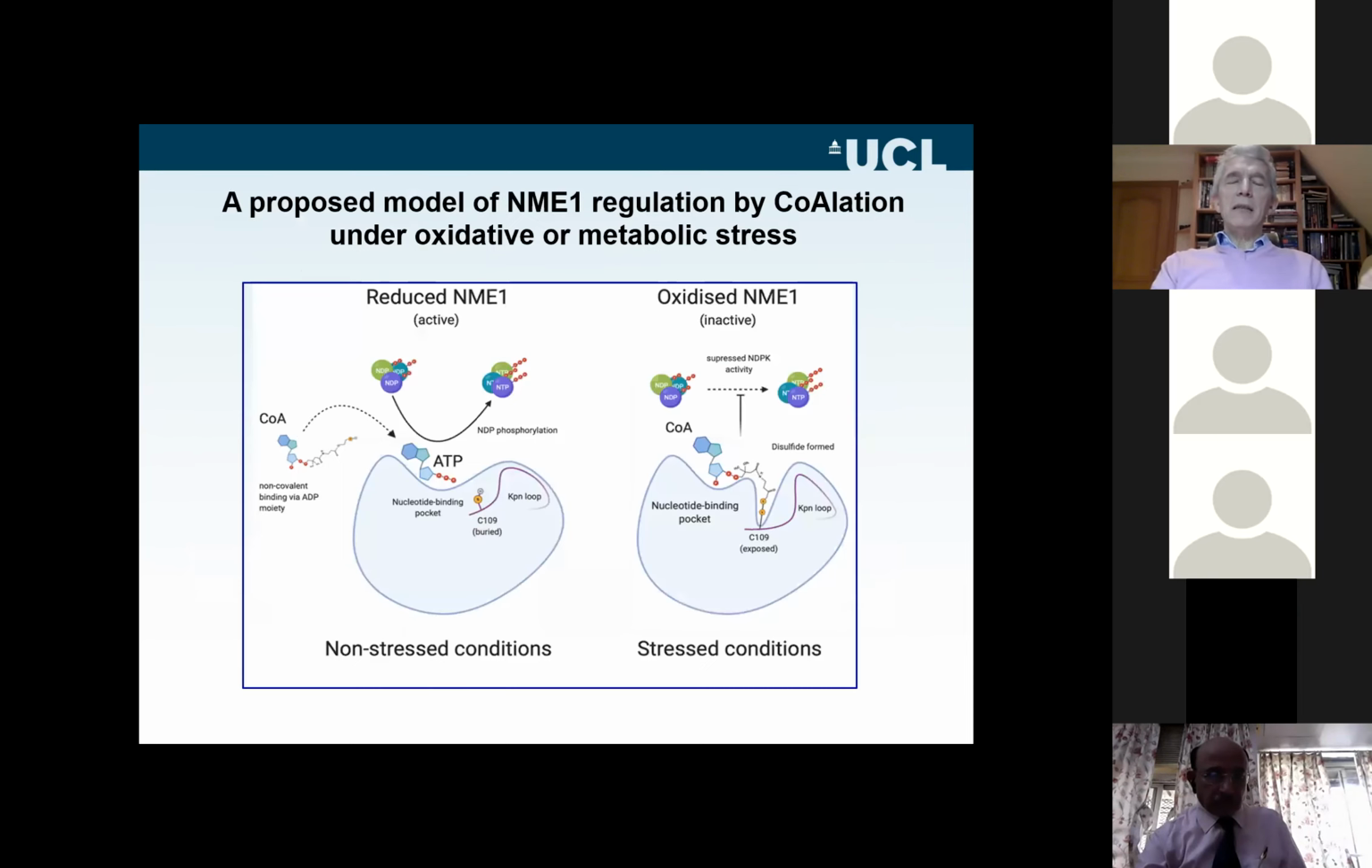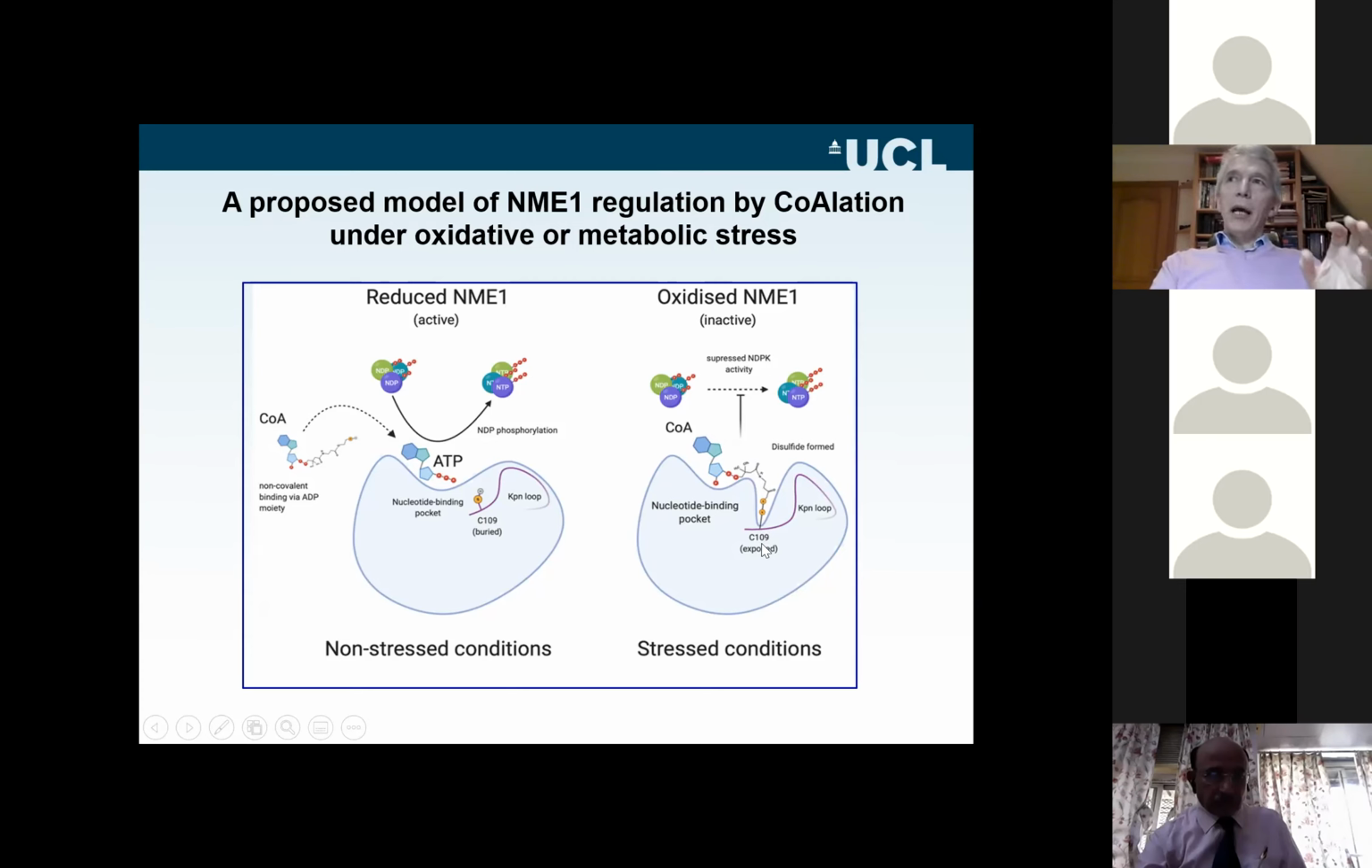So based on these findings, we proposed a model for the regulation of NME1 by CoA under oxidative stress. Under normal conditions in exponentially growing cells, ATP has much higher activity and binding affinity for the ATP binding pocket in NME1, and therefore ATP would outcompete CoA, and this would lead to the activation of the NDPK activity. However, when cells are exposed to oxidative stress, CoA would bind through the ADP moiety fast to the ATP binding pocket, and the tail would form a covalent interaction through the thiol group with the redox-sensitive cysteine 109 and lock the kinase in an inactive state.